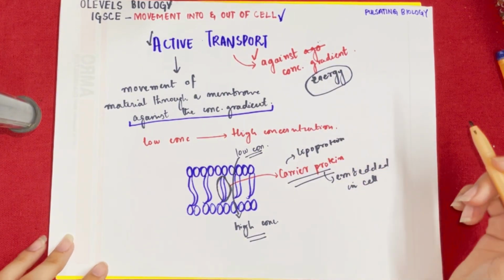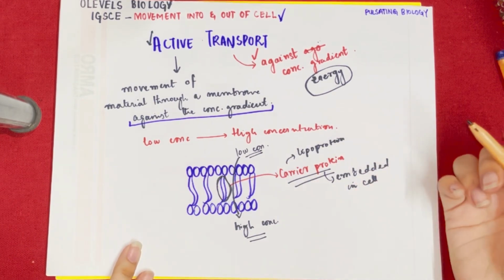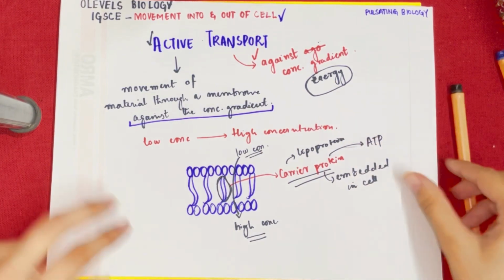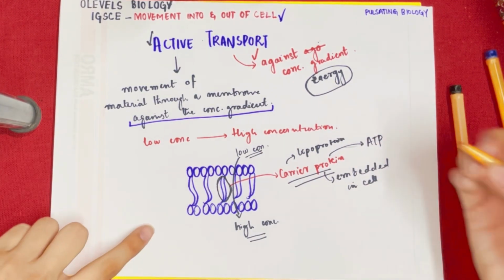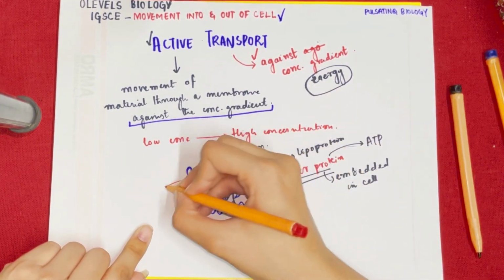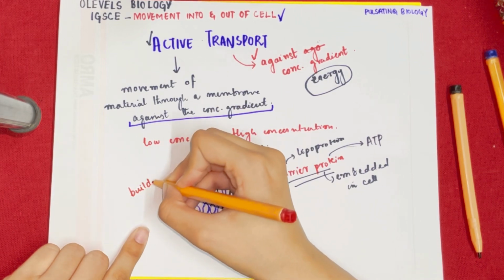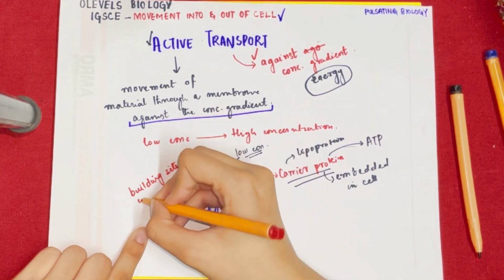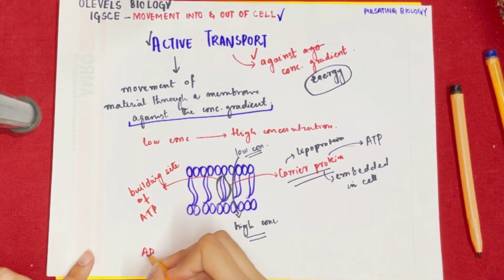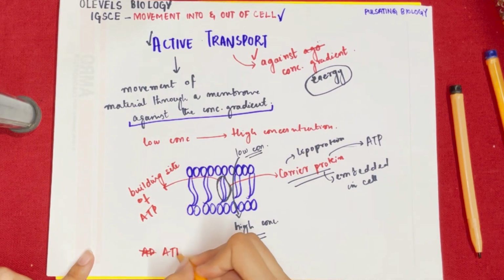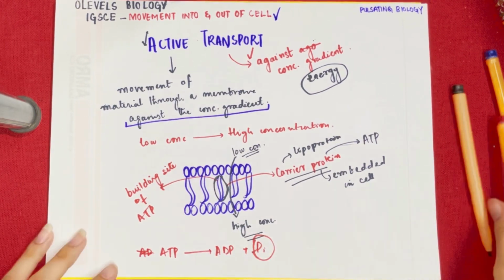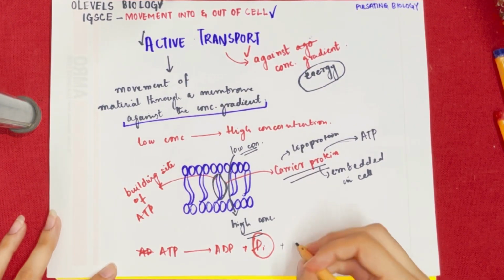All right. How does the channel protein or the carrier protein help us form the ATP? Well, this is another concept that you need to learn: the channel protein has the ATP binding site. It has the binding site of ATP. Now, what is meant by the binding site of ATP? It means it can help us to transform ATP into ADP with an extra phosphate group, and also with the release of energy.